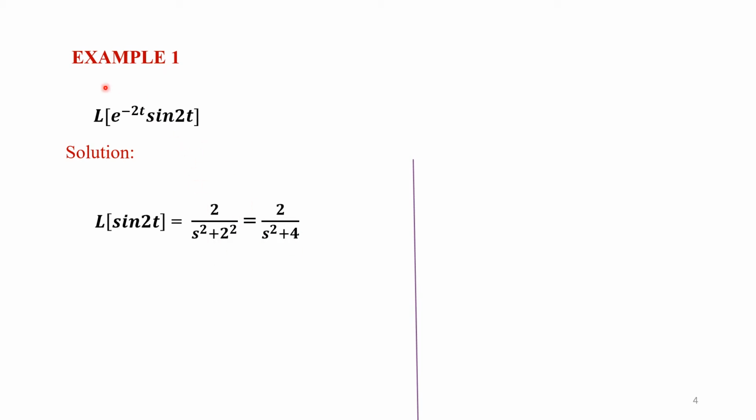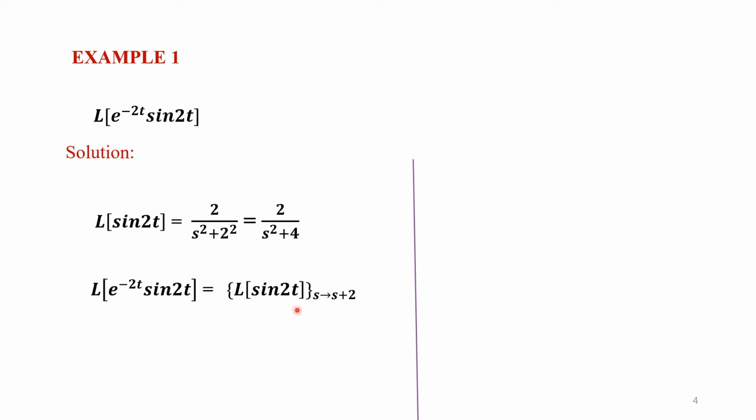Now we have to calculate L of e raised to minus 2t sine 2t. So whatever answer we have got, we have to replace s by s plus 2. So next is L of e raised to minus 2t sine 2t. Whatever is L of sine 2t, replace s by s plus 2. Since we have minus 2t here, we have to replace s by s plus 2. If it is minus, then we get plus here.